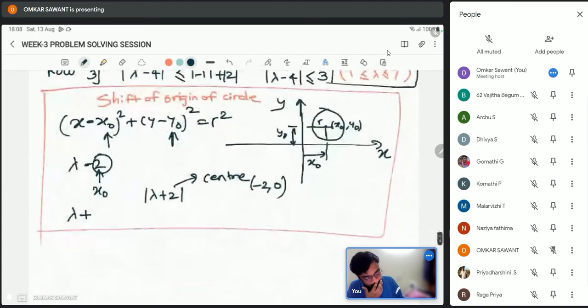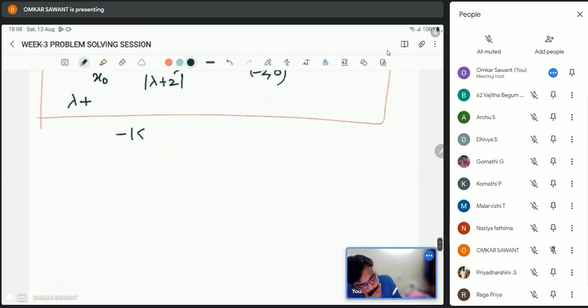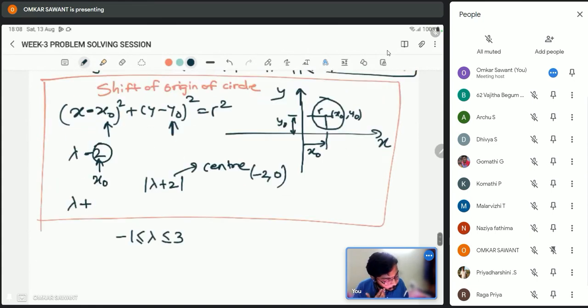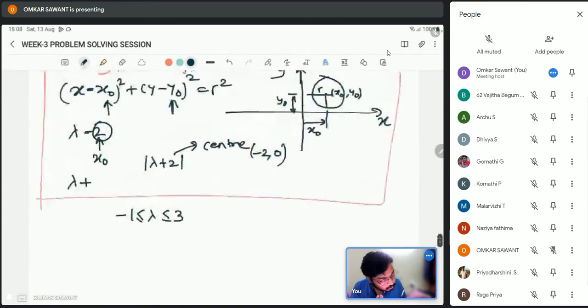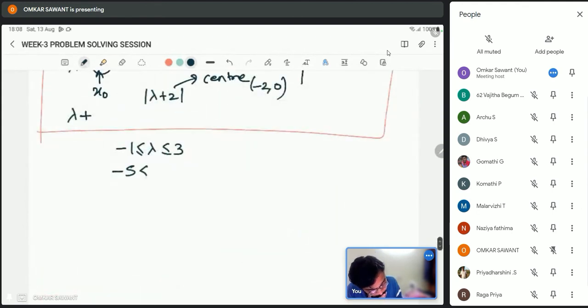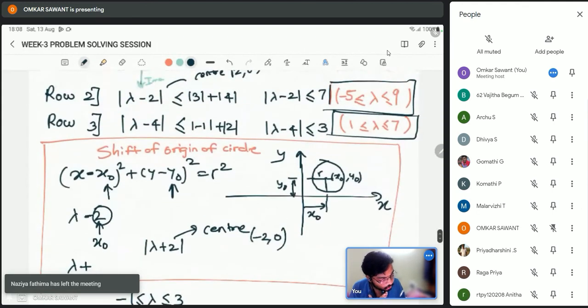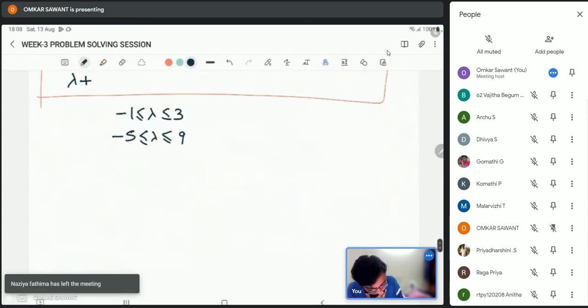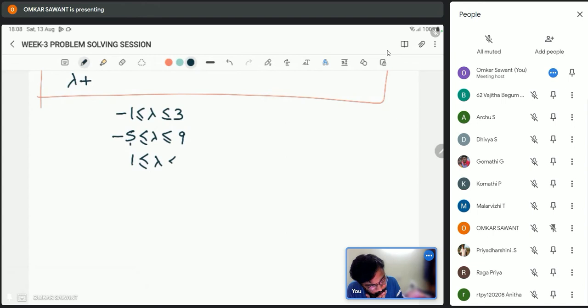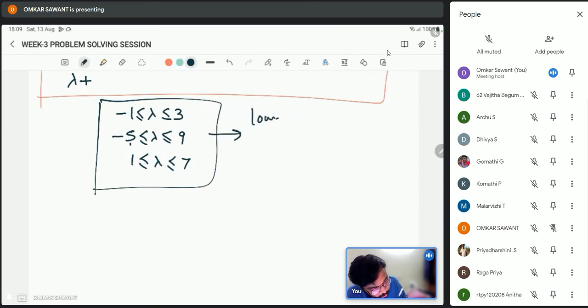So what are these three values? Minus 1 for row 1, then please tell me for row 2 and row 3. So what will be the union of this? What is the least value in all these three, the lower limit, the lowest possible limit? Minus 5, sir. And what is the highest possible limit? 9, sir. So this is your final answer.